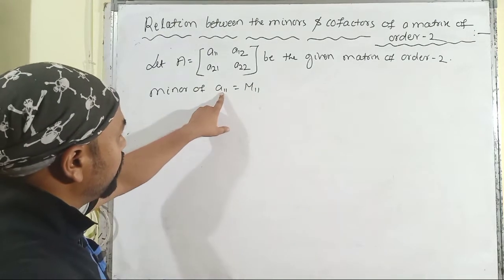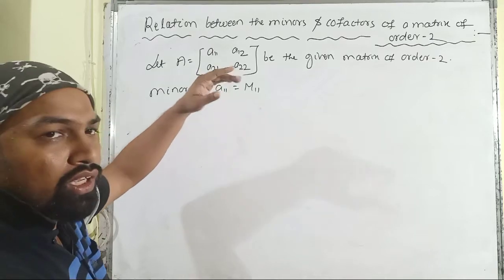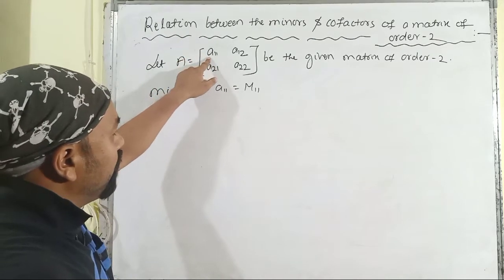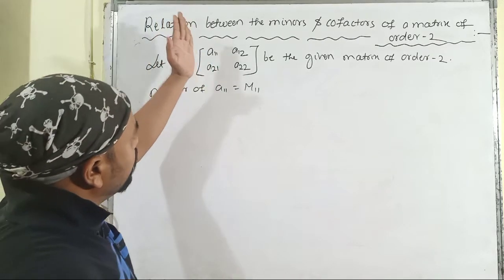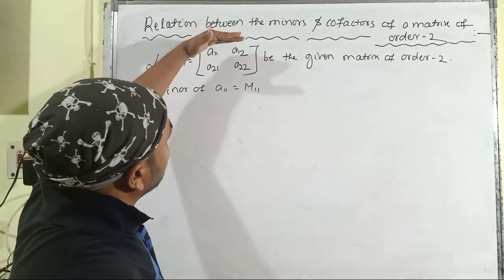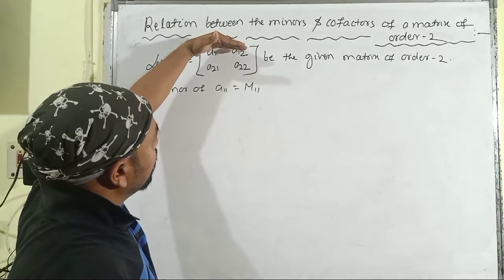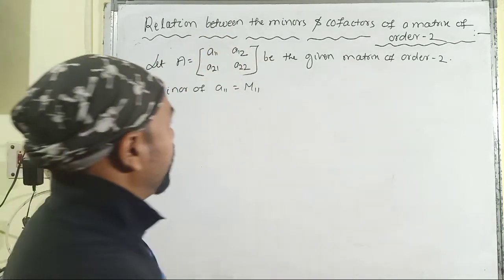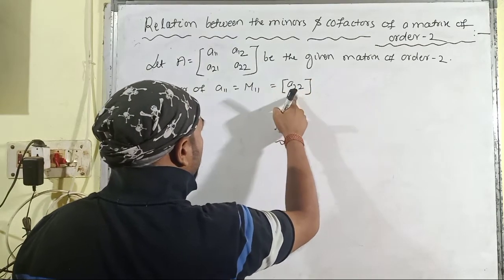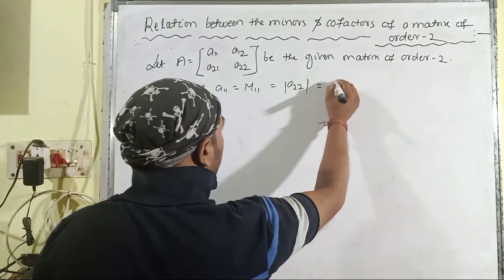Minor of A11 means, first of all, we have to eliminate or cancel the respective horizontal row and the vertical column of the given element A11. So first of all, let us cancel the column which is associated with the A11 element, and then let us cancel the respective row which is attached to the element A11. So the remaining element is A22. That means the determinant of A22, which is equal to A22.